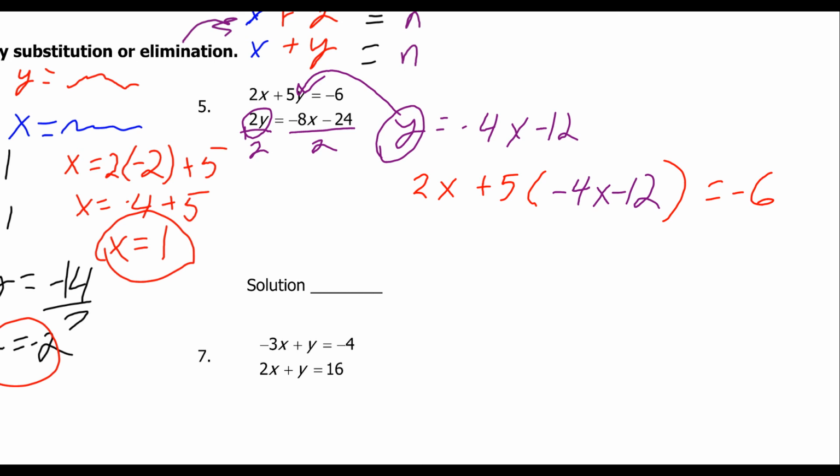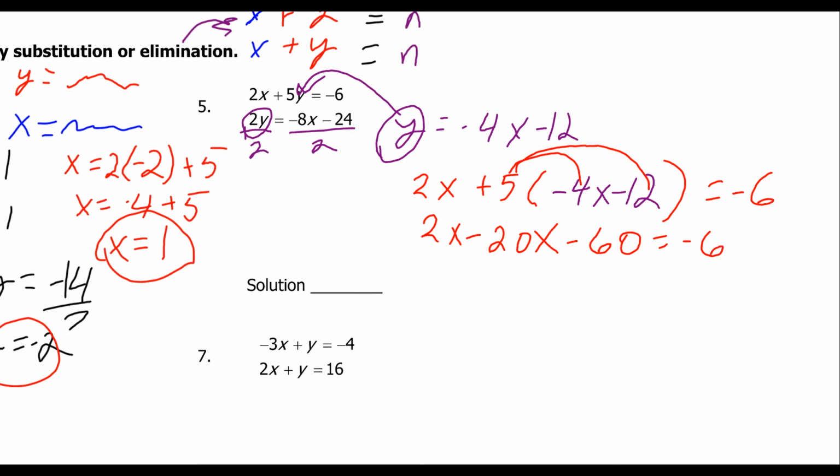Okay, now, the thing that I've seen a lot with at least my students' homework is that they have a little trouble with distribution, so don't forget to do that, okay? So we're going to take our 5 and distribute it across, and we've got 2x minus 20x minus 60 equals negative 6.